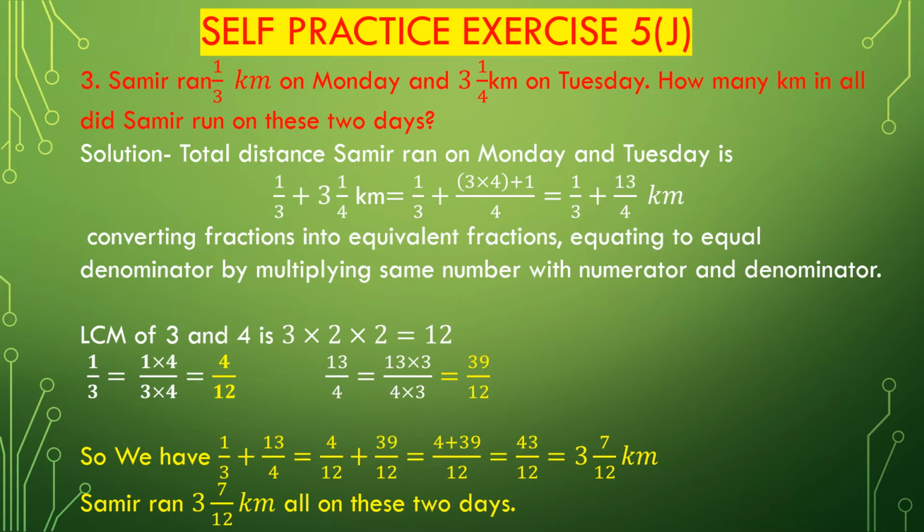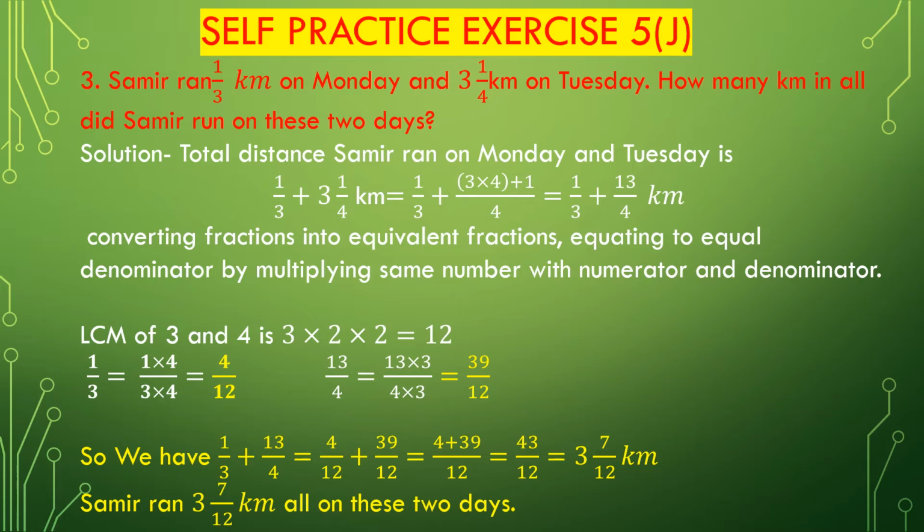Total distance Samir ran on Monday and Tuesday is: Samir ran 1 by 3 km on Monday and 1 divided by 4 km on Tuesday. This is given. So the total distance is 1 divided by 3 plus 1 divided by 4 km. We have to convert this mixed fraction 1 divided by 4 into an improper fraction. Just multiply the denominator with the whole and add the numerator.